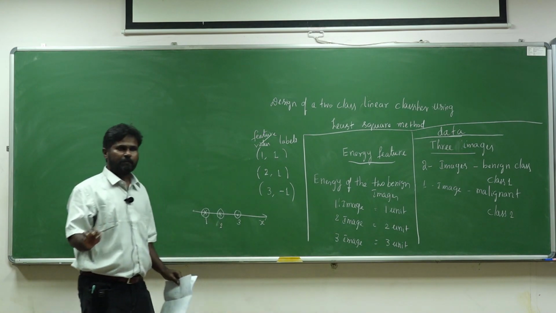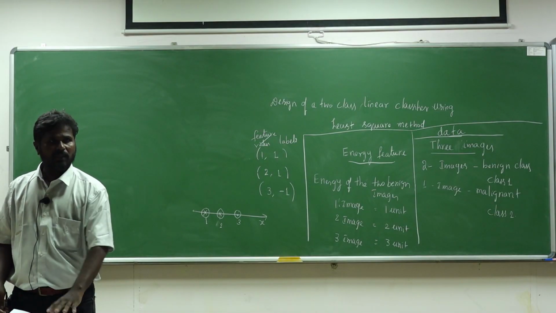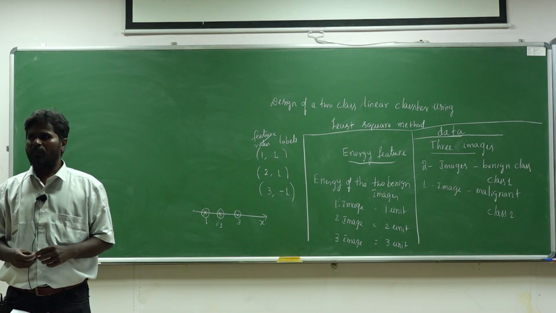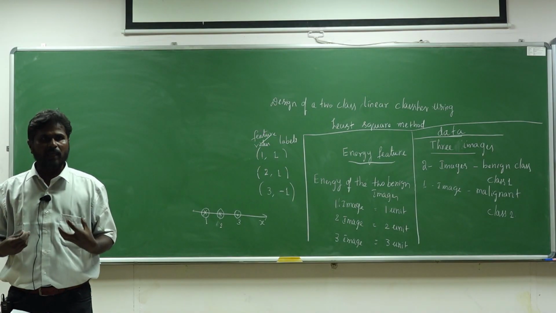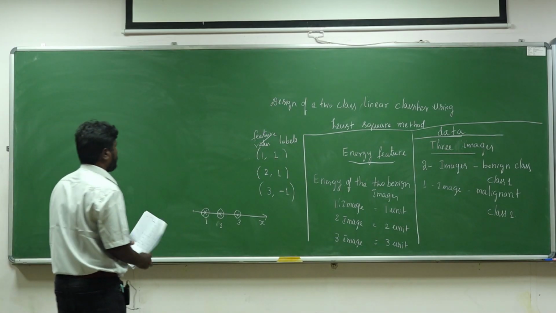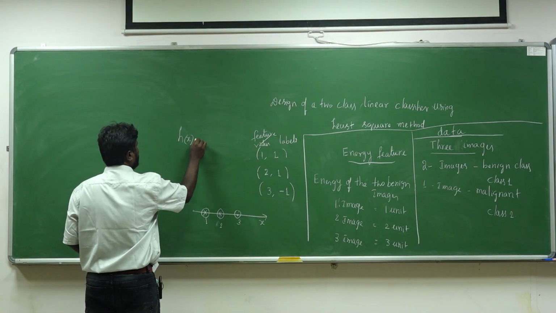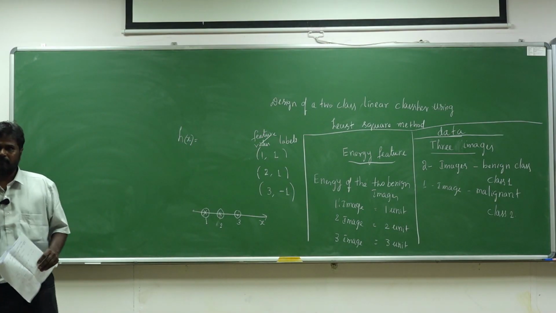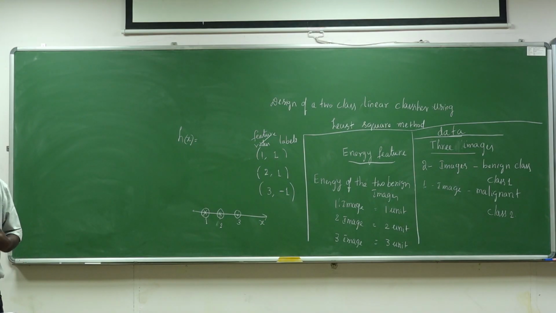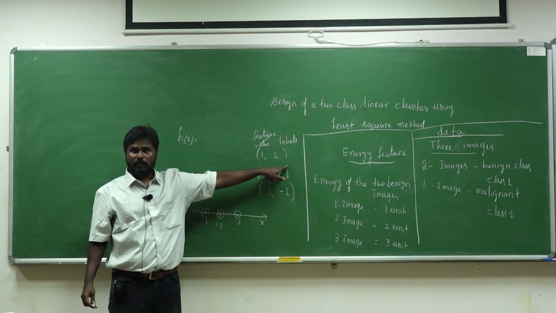Now we define a classifier. By looking at the feature space, now we can define a classifier. I can define the classifier like this. Now my classifier is this. What is my classifier? My classifier is h of x. h of x gives you a 1. It will give you a 1. 1 represents the class 1.